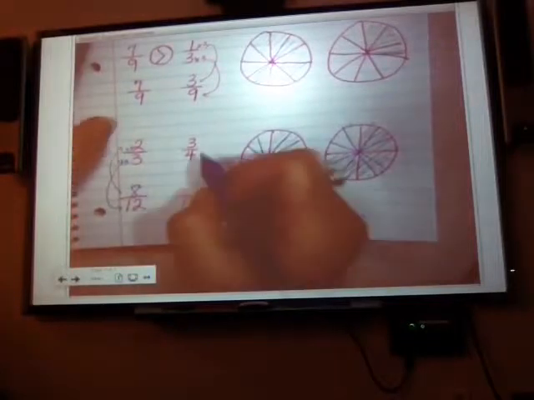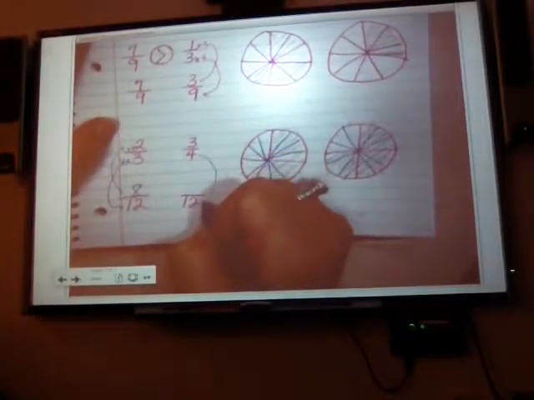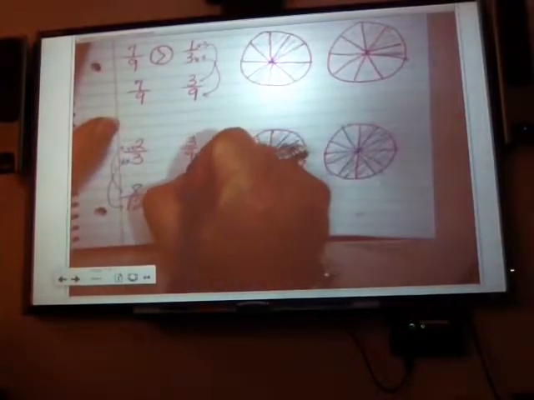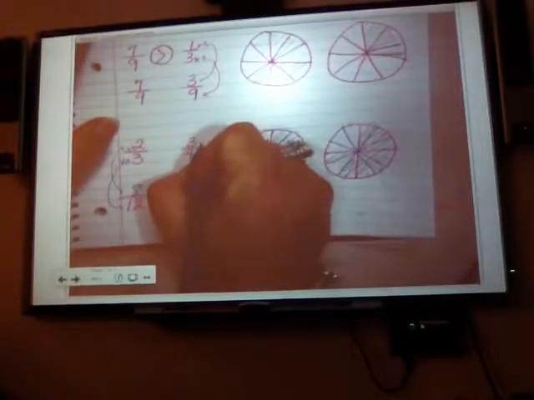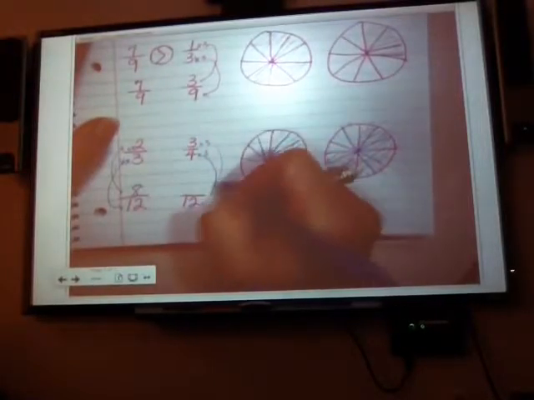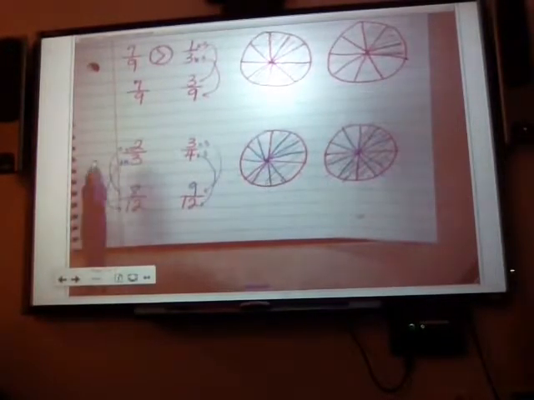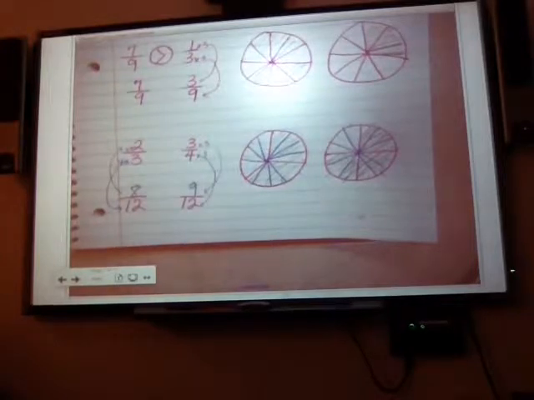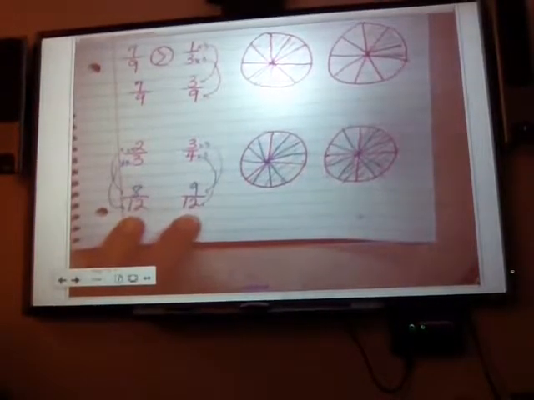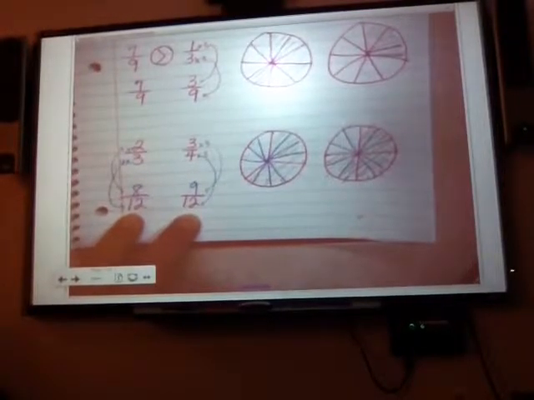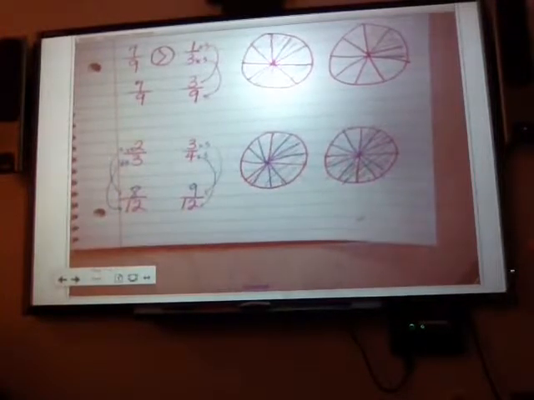What did I do from 4 to get to 12? Times 3. Whatever you do to the bottom, you do to the top. 3 times 3 is 9. Believe it or not, originally 2/3 looked a lot smaller than 3/4. But when I'm talking apples to apples and they both are into 12s, there's only one slice difference. Okay? One slice difference.